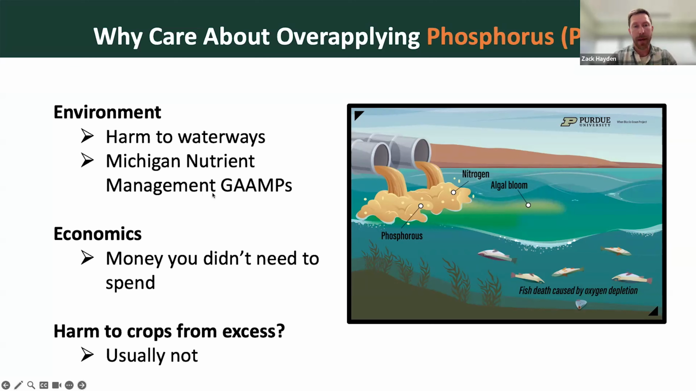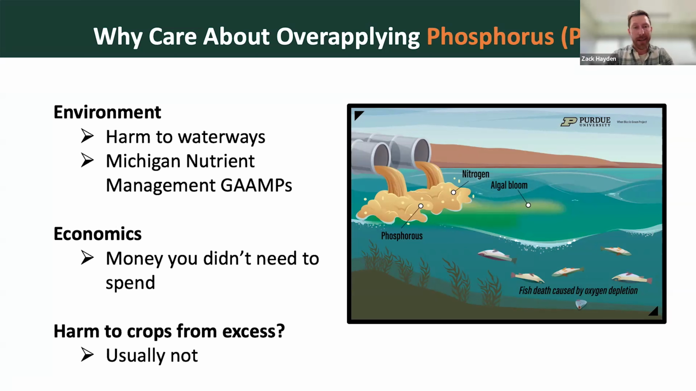So the Michigan Nutrient Management GAMP, the generally accepted agricultural management practices, do have guidance on applications of phosphorus depending on your soil test phosphorus levels. If you've got above 75 parts per million phosphorus, then you should think about only applying phosphorus up to crop removal. If you're above 150 parts per million phosphorus, that's when technically we're not supposed to be applying additional phosphorus to those fields due to environmental concerns.